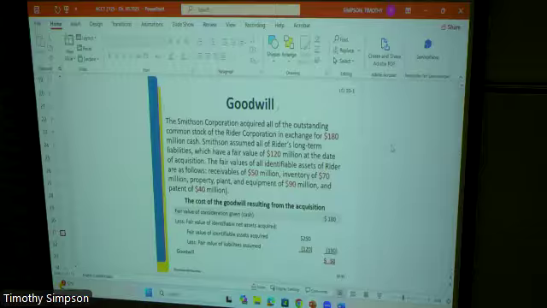Well, all right. So $180 million is the amount paid in cash, right? And the fair value of the assets is $250 million, minus the liabilities of $120 million. And so as a result, 250 minus 120 is 130. So how do we make up the difference? It's got to be goodwill.